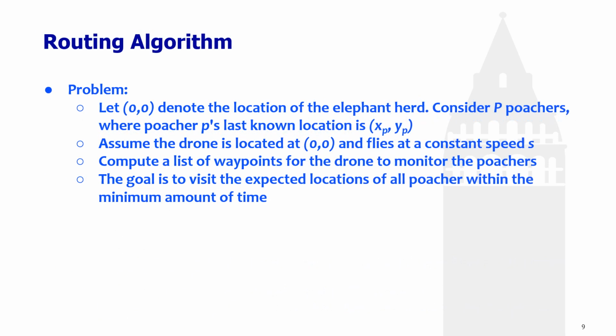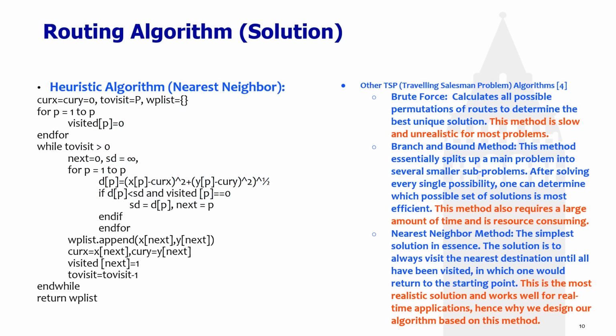Our second algorithm is the routing algorithm. The routing algorithm aims to visit the expected locations of all poachers within a limited amount of time. This algorithm assumes that the drone is flying at a constant speed, s. Our routing algorithm is quite simple. First off, we create a list of all the poachers' locations and sort them from nearest to furthest relative to our drone's location. Then we simply visit each poacher in order of the list. Then we repeat this process over and over.